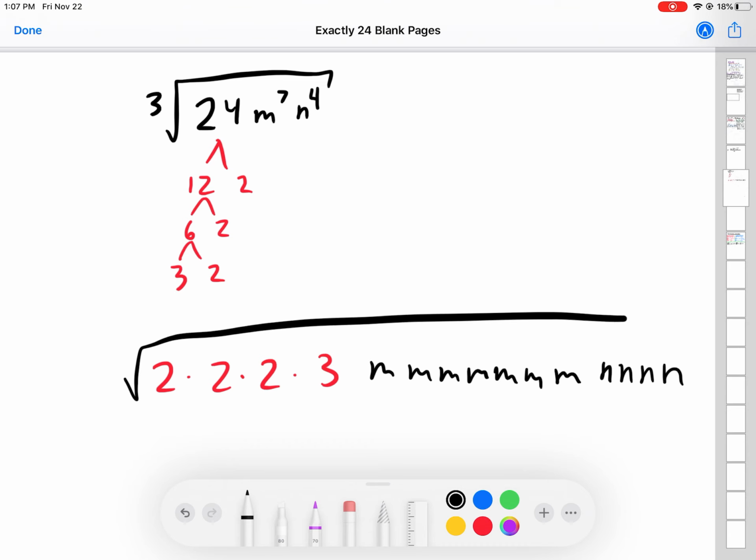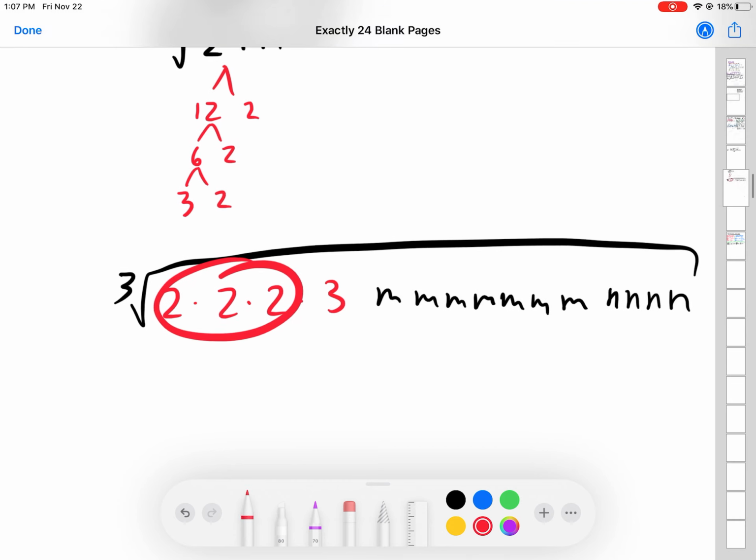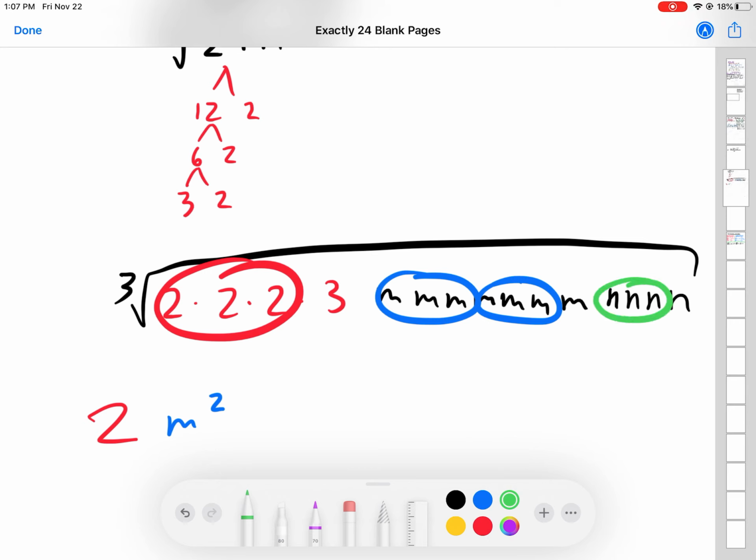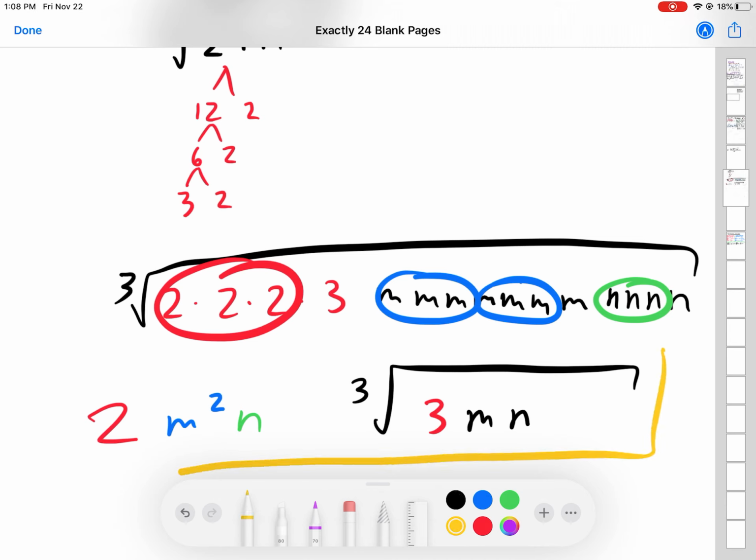It's a cube root, right? We're circling groups of 3. So we have a group of 3 2's here. Boom, 2's going to be on that side. We have a group of 3. There's another group of 3. So you're going to write m to the 2nd power because there are 2 groups of m's. And then you have this group of n's right here. Everything else stays on the inside. So we have a 3 on the inside, an m on the inside, and an n on the inside. Okay? Because that's what you did not circle. Whatever you did not circle stays on the inside.